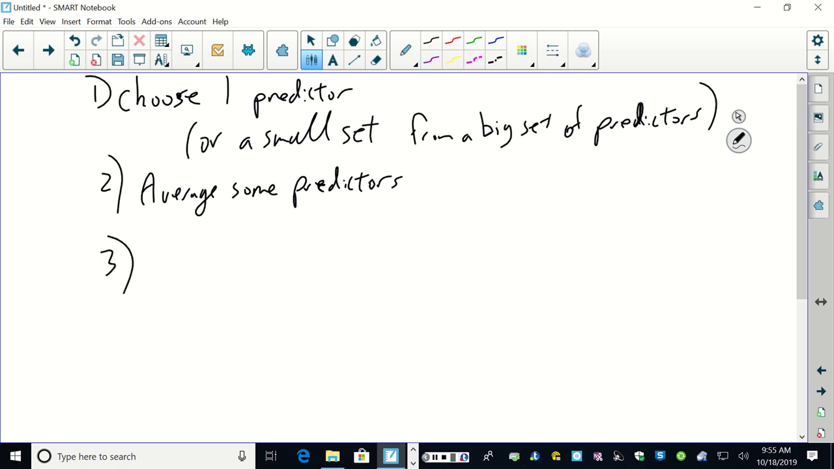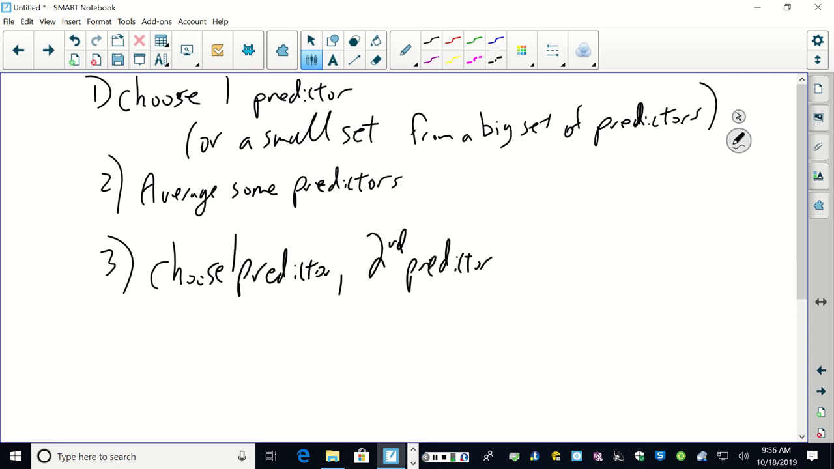Sometimes you could take one predictor and maybe take differences, and then you get a different dimension that's less correlated with it. So you could choose one predictor, and then the second predictor you use is a difference versus the first one.